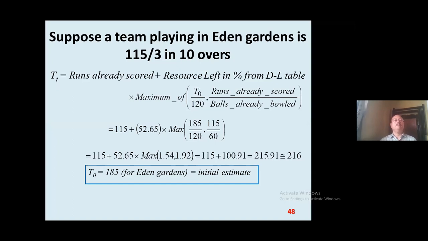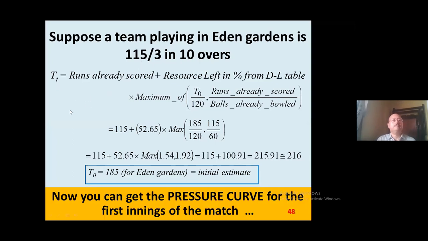Example, suppose a team playing in Eden Gardens is currently at 115 for 3 in 10 overs. So the target T at 10 overs is 115 plus 52% resource times the maximum of these two rates, and the current rate was higher, which means now the target is revised upward to 216. So if I know this, then I can get the pressure curve for the first innings of the batch. So then I have created pseudo data.